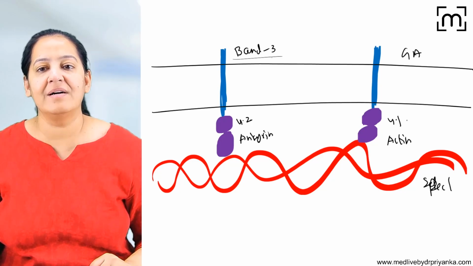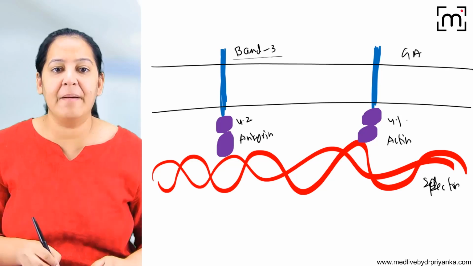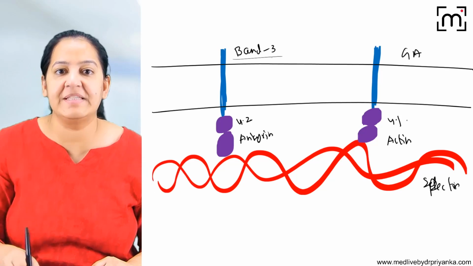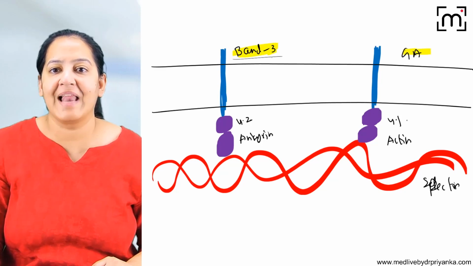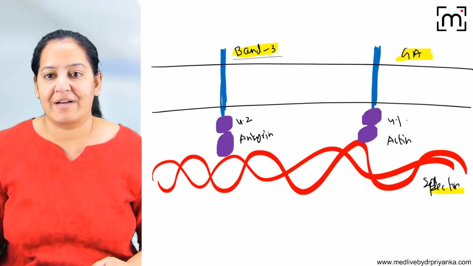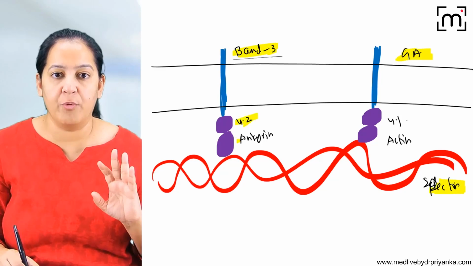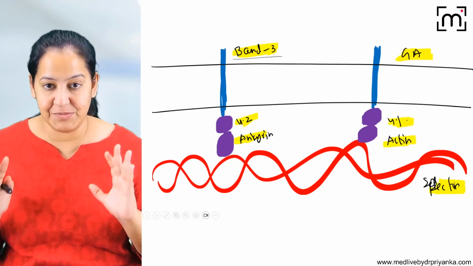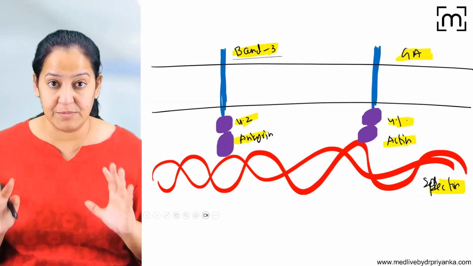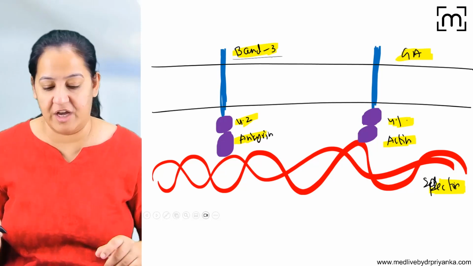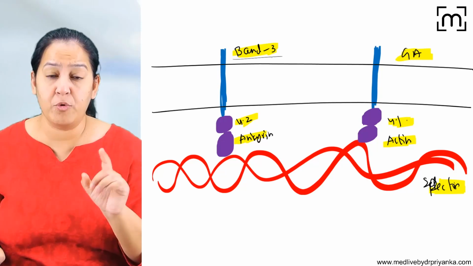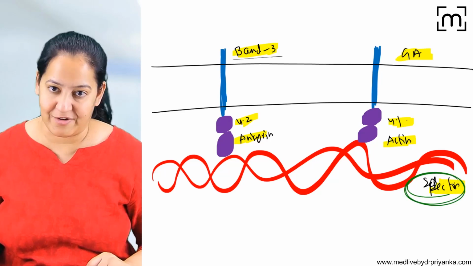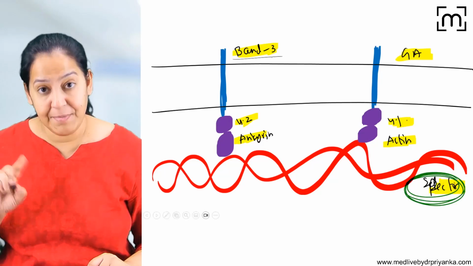So these are the 7 proteins. Can you name them? What are the 7 proteins responsible for the biconcave shape of the RBC? They are band 3, glycophorin A, spectrin, and the 4 connectors: 4.2, ankyrin, 4.1 and actin. If I ask you for the one most important protein responsible for the biconcave shape, the answer is spectrin. Now let me tell you the disease.